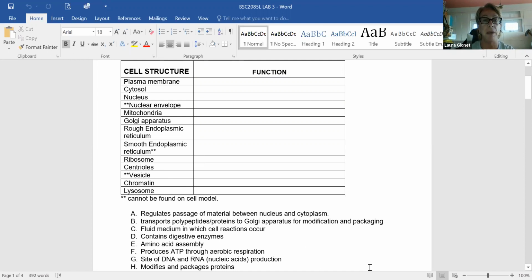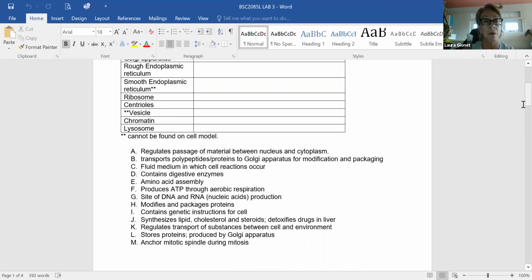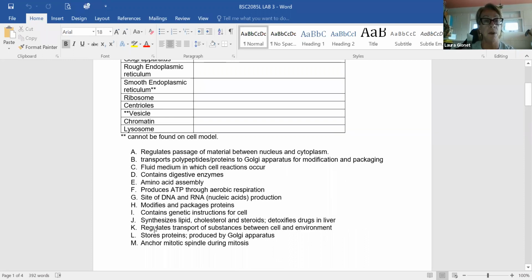F, produces ATP through aerobic respiration. That would be the mitochondria. G, the site of DNA, RNA production. That would be the nucleus. H, modifies and packages protein. That would be the Golgi apparatus or Golgi body. Either term is fine.